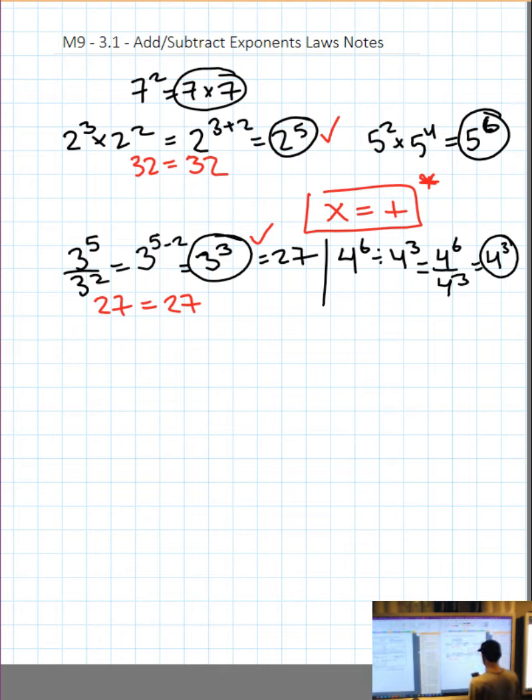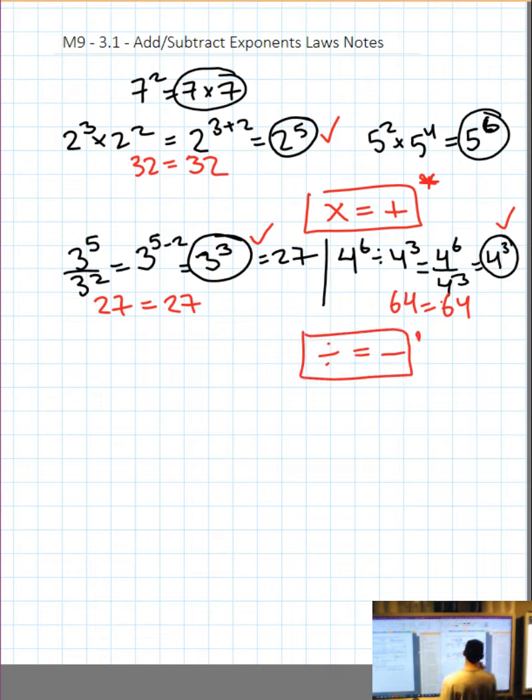Then we can type in 4 to the 6 divided by 4 cubed, and now we're going to get 64. So 64 equals, and 4 cubed is also 64. So a check mark near our answer. Okay, so we have multiplying with the same base where we add the exponents. And now if we're dividing, we subtract the exponents.